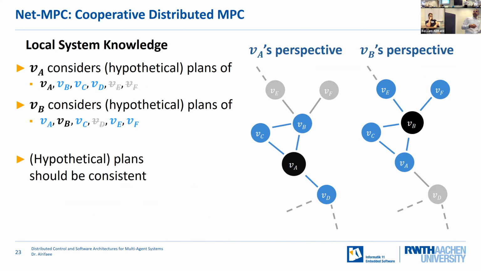What can we do? First, I would like to illustrate this for you. Look at agent A. It's connected with B, C, D, but not with F and E, and B is additionally connected with E and F, but not with D. So the perspective of A is different from the perspective of B, and we will have different opinions leading to different solutions. So hypothetical plans of the agents should be consistent. Again, what I think about you, you think about yourself. This we want to achieve for the whole network.